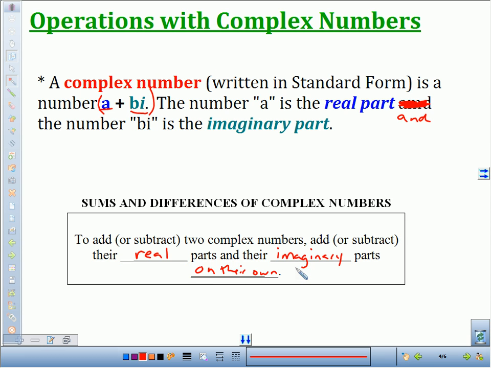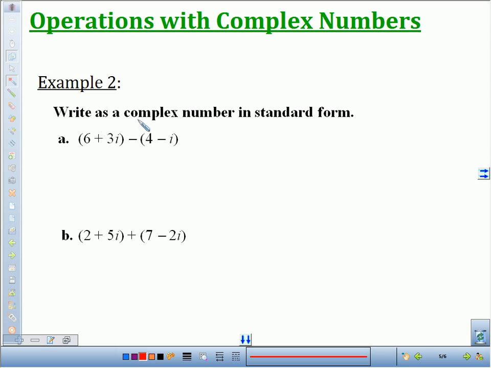The reason we need to do it on their own is because we have to take all of the real numbers and add them together by themselves. And we have to take all the imaginary numbers and add them together all on their own. Then we can combine everything together into one complex number. And let's see how we do that. Now I want to write 6 plus 3i minus 4 minus i as a complex number in standard form.